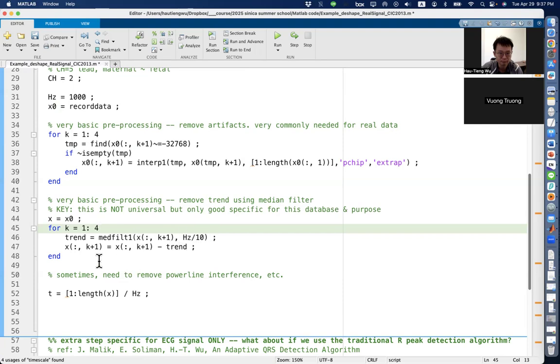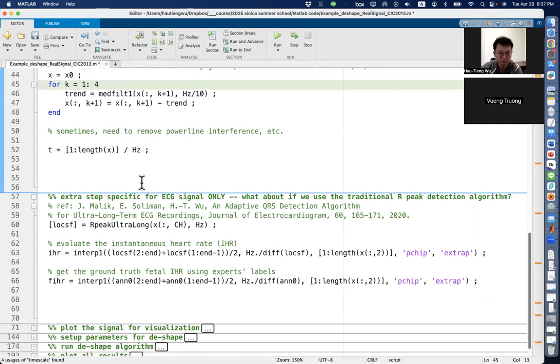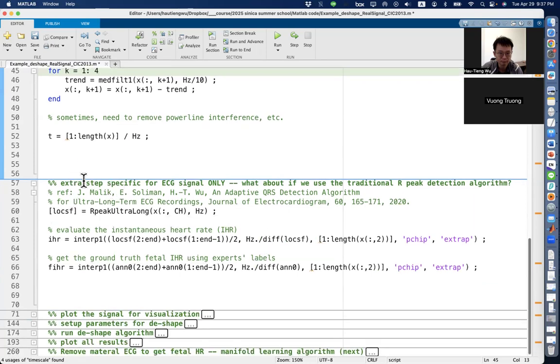Sometimes you may need to remove the power line interference, etc. Then you may run some extra steps to detect R peaks directly from the trans-abdominal maternal ECG. Then you use the detected R peaks to evaluate the instantaneous heart rate by doing interpolation. If you do not know the definition, what does instantaneous heart rate mean?